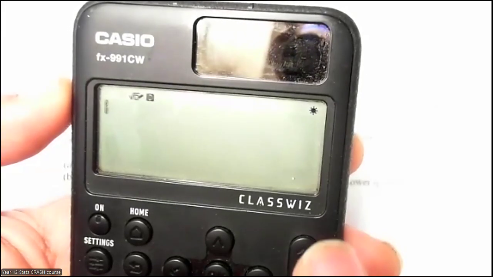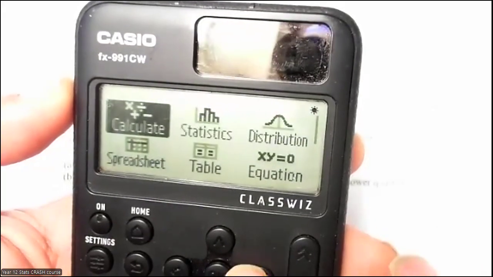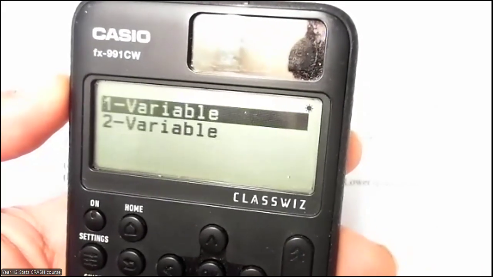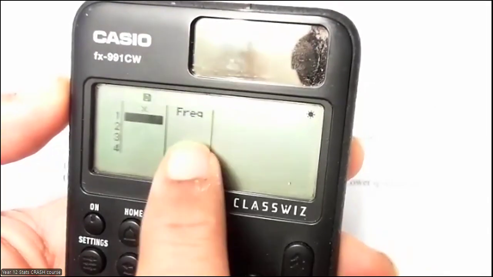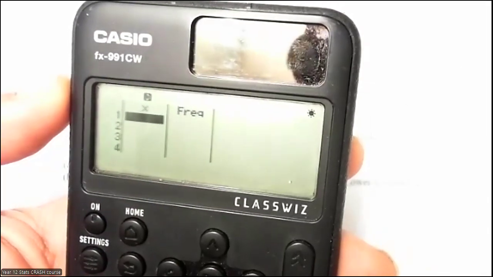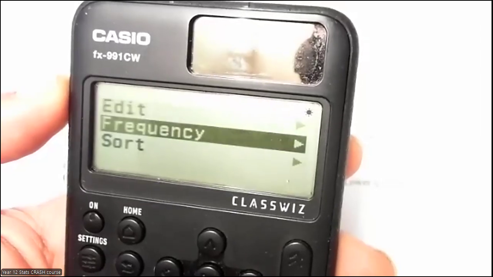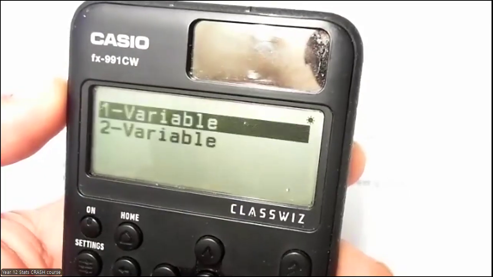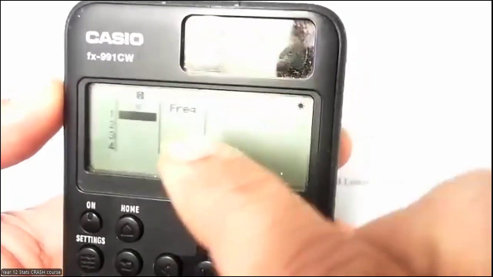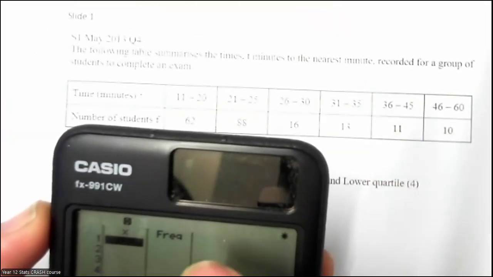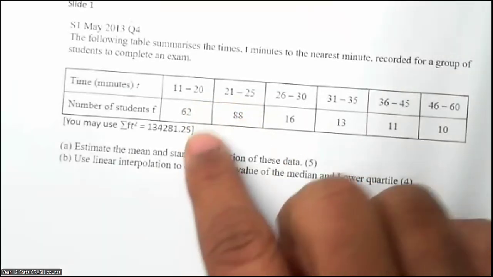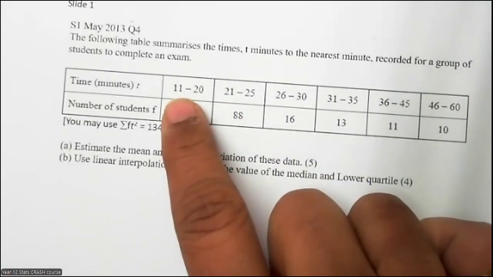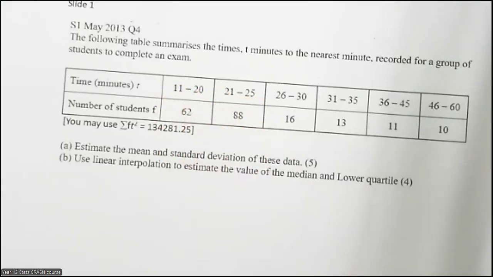Quick one. So we go home, we go to stats, and one variable, and frequency is already on. If it wasn't, you go into tools, it says frequency there, and then press on, and you'll get the data like this. We need frequency here. Then what do you need to do? Type in the midpoints of these, and then the frequency. It's advisable, because you need to do interpolation after that, to make them continuous, not discrete, and type in the midpoints and frequency.